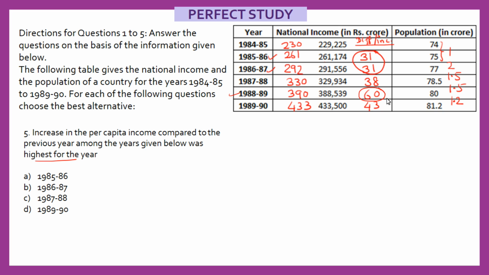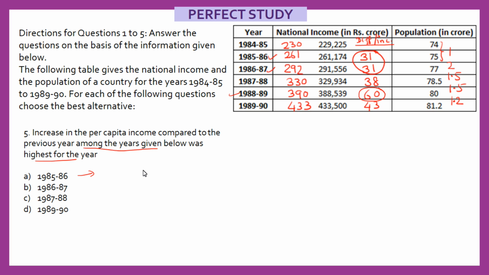Here the increase of 60 is very high, but the problem is there is no option of 88-89. The options are different. So the question is, among the years given below, it is not an absolute question, so we should not think that the question is wrong because this option is missing. The question is asking, among these 4 years, in which year the increase in per capita income is highest. So let us take 85-86.